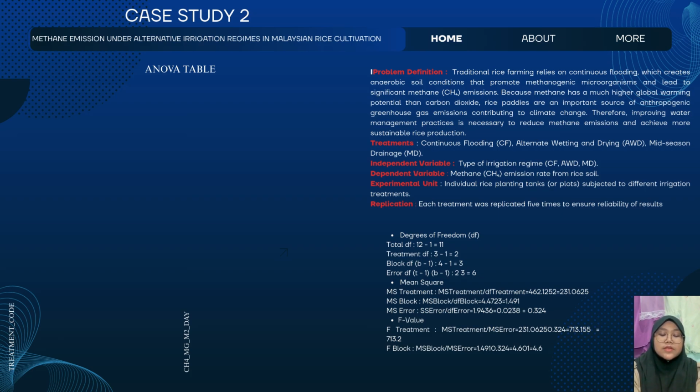Last but not least, the F value for treatment was calculated as the ratio of mean square treatment to mean square error, and the total is 713.2, indicating a very strong treatment effect. And the F value for block was obtained by dividing the mean square block by the mean square error, resulting in a value of 4.6.